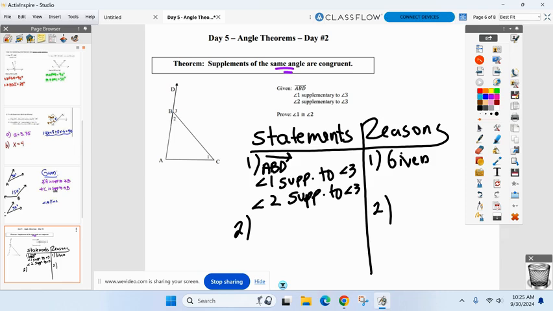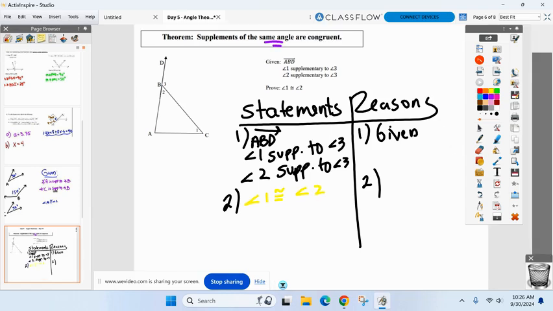No. Angles 1 and 2, they're both supplementary to the same angle. And if I have 2 angles supplementary to the same angle, what do I know about those 2? They are congruent. Okay, they are not supplementary. They are congruent. And that's our new fact. And this one is going to be a 2-stepper. Supplements of the same angle are congruent.